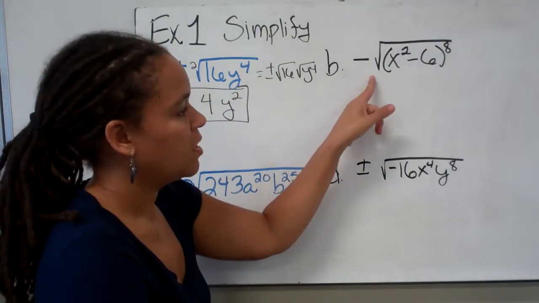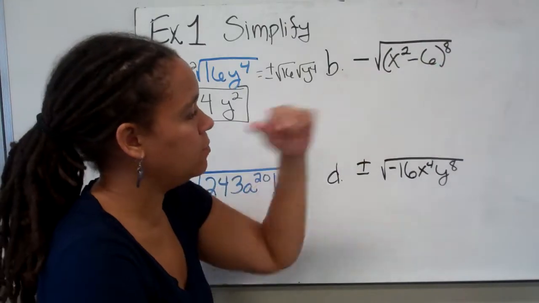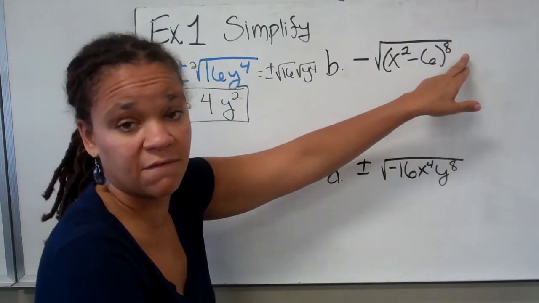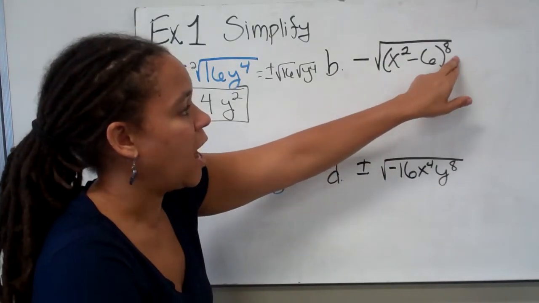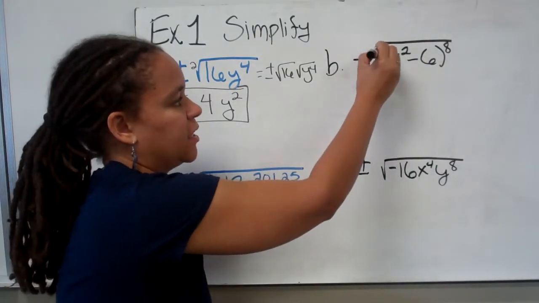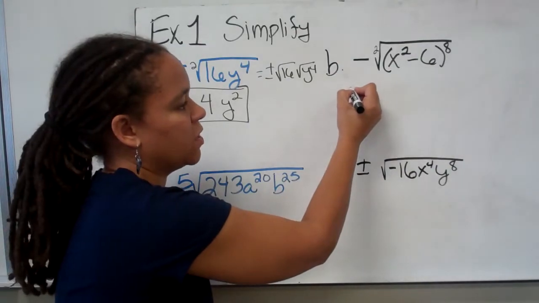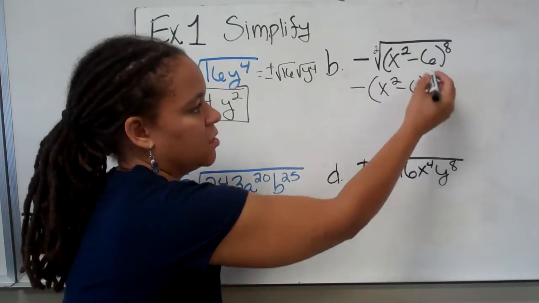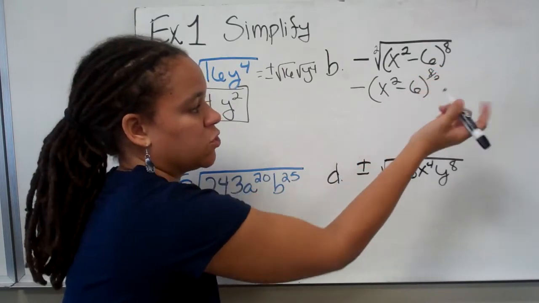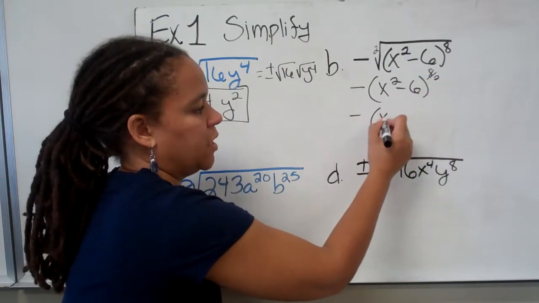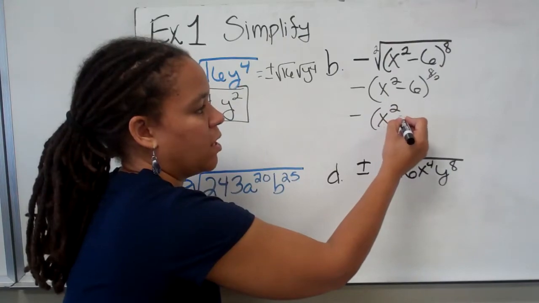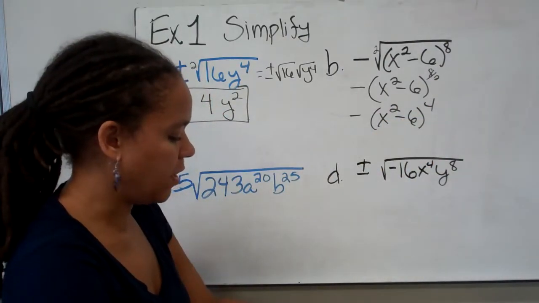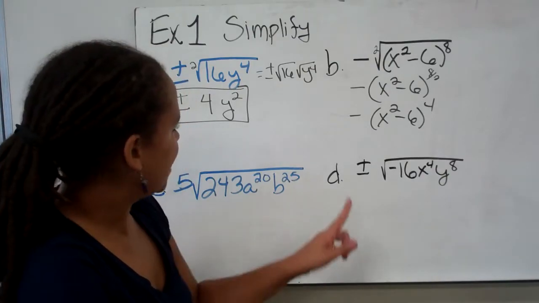All right, B, negative, and we have a radical, and we can leave what's inside here. We just need to take care of the exponent 8. And remember, we're going to divide it by the index, by 2. So this is going to turn into negative (x squared minus 6) to the 8 divided by 2, which is just going to be 4. So our answer is negative (x squared minus 6) to the 4th power. All right. Let's see what's next.